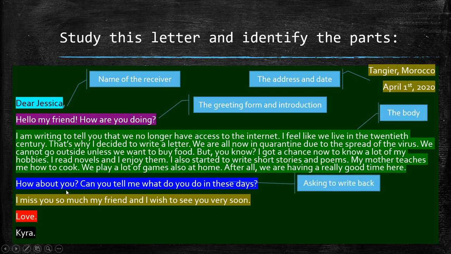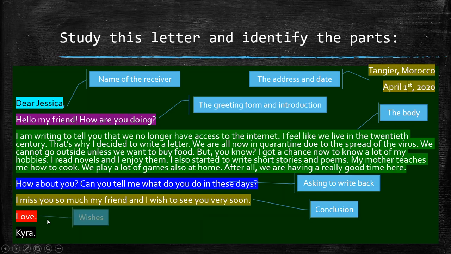Then we have: how about you, can you tell me what you do in these days? This is asking to write back. So you wrote a letter and you ask your friend to write back soon, for example, can you write for me as soon as possible, I am waiting for your reply, or a lot of other expressions that you can use. Then: I miss you so much, my friend, and I wish to see you very soon. So this is like a conclusion. This is just to close the paragraph.